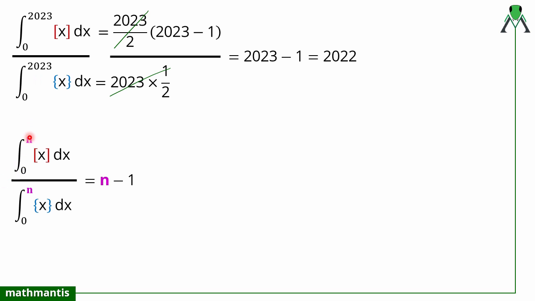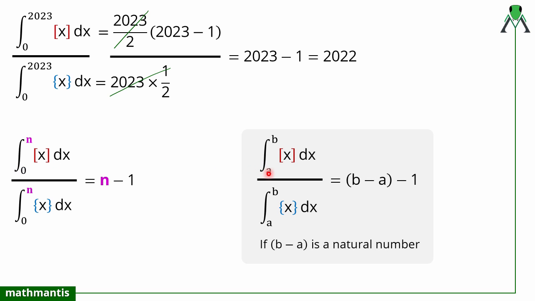If the integration is from 0 to n, where n is a natural number, of greatest integer x upon fractional part x, we can generalize the result as n minus 1, as we can see from this expression, because here the answer will come out to be n minus 1 by 2, and here the division will be n by 2. N by 2 will cancel and all that will remain is n minus 1. And we can generalize it if the lower limit is not 0: if the lower limit is a and the upper limit is b, but b minus a is a natural number, that natural number value will come and you will subtract 1 from it. So that will be the result you can easily remember and use.